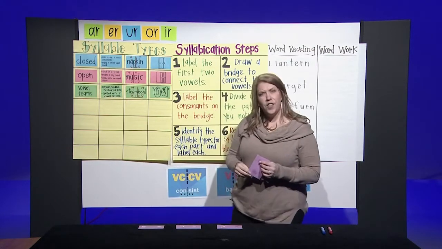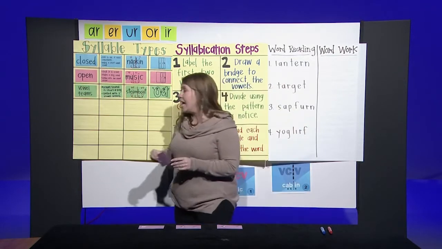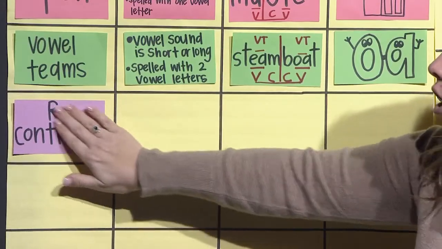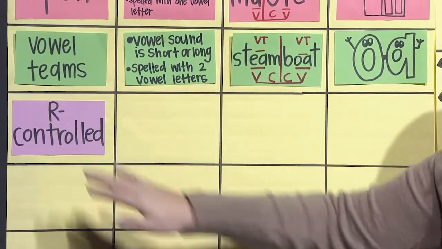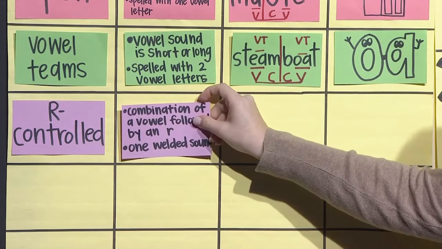Let's add the things we just talked about to our anchor chart. Today, we're focusing on R-controlled syllables. And we just discussed that those are a combination of a vowel followed by the letter R. It's going to make one welded sound. They stick together and make one new sound. We'll put that up here so we can remember.